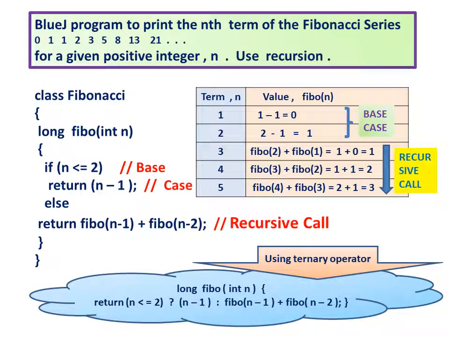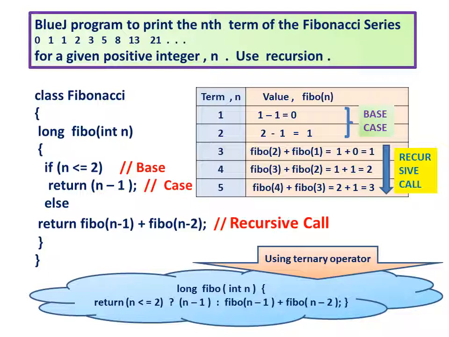BlueJ program to print the nth term of the Fibonacci series 0, 1, 1, 2, 3, 5, 8, 13, 21, etc. for a given positive integer n. Use recursion. Here the base case is if n <= 2, return n - 1. The recursive call is return Fibo(n - 1) + Fibo(n - 2).